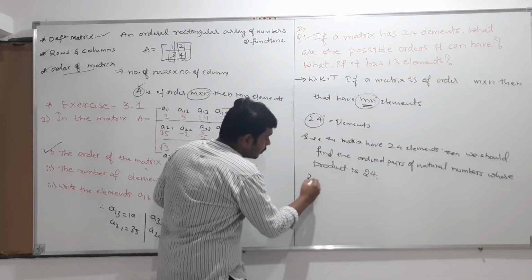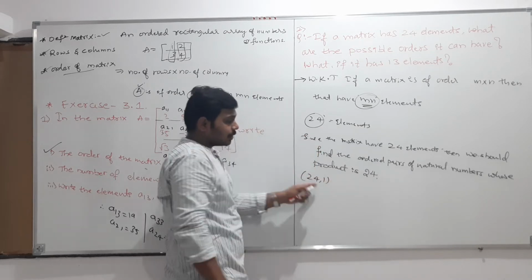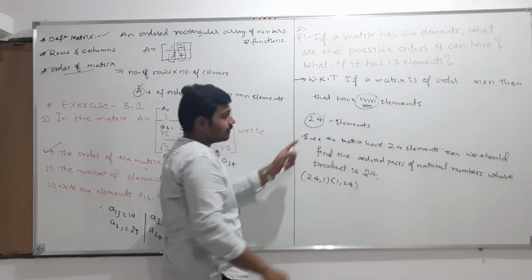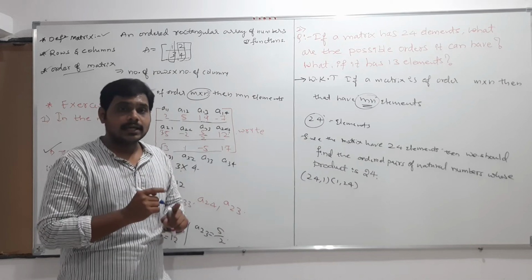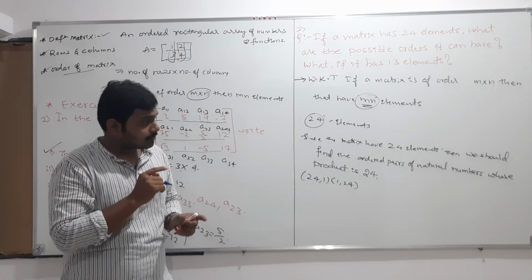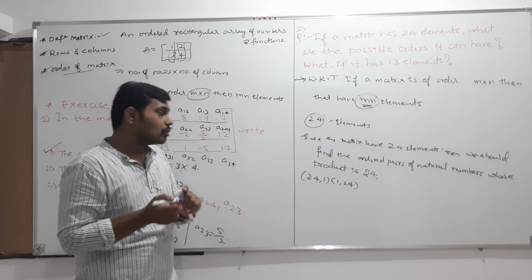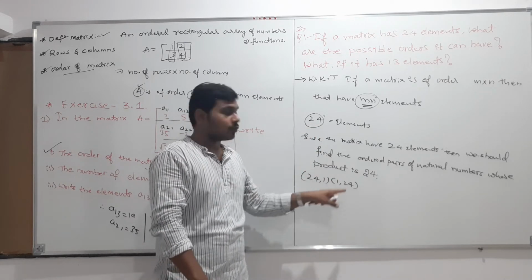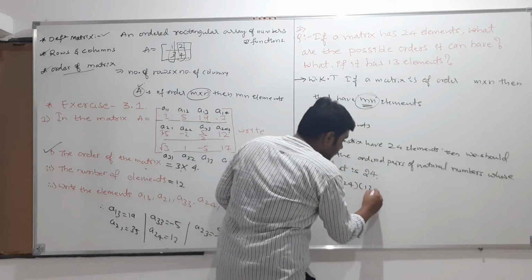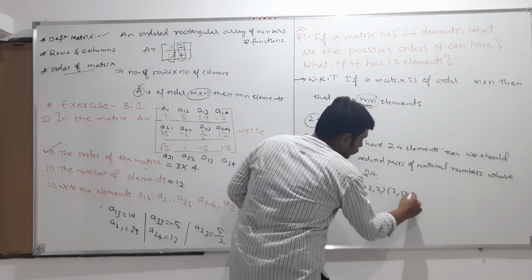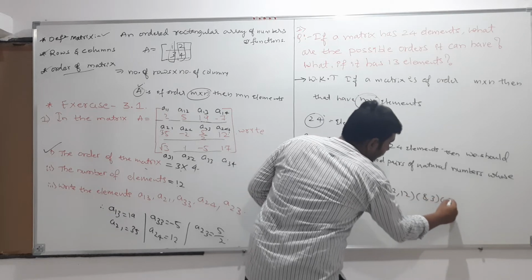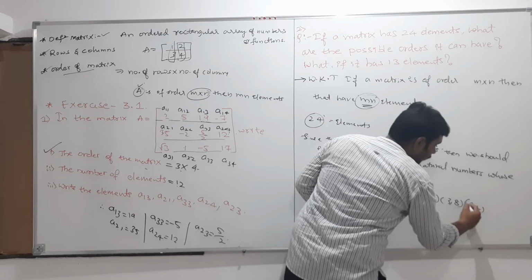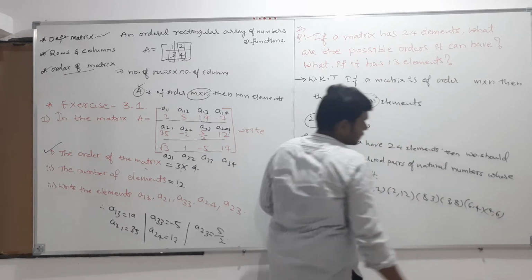You can take 24 into 1, which is 24, and next 1 comma 24, 1 into 24 is also 24. We should find the ordered pairs of natural numbers whose product is 24. So 24 into 1 is 24, 1 into 24 is 24, and next 12 into 2, 2 into 12, 8 into 3, and 3 into 8, and next 6 comma 4 and 4 comma 6.